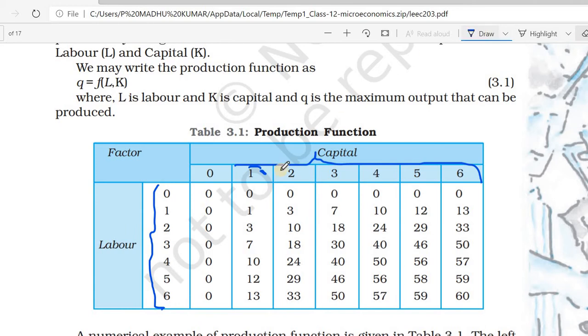Next, when capital is 2, labor 0 means output is also 0. Labor 1 means output is 3. When labor is 2, it is 10. When it is 3, it is 18. When it is 4, it is 24. When it is 5, it is 29. And when labor is 6, it is 33. So with the increase in labor, the producer can produce more output.